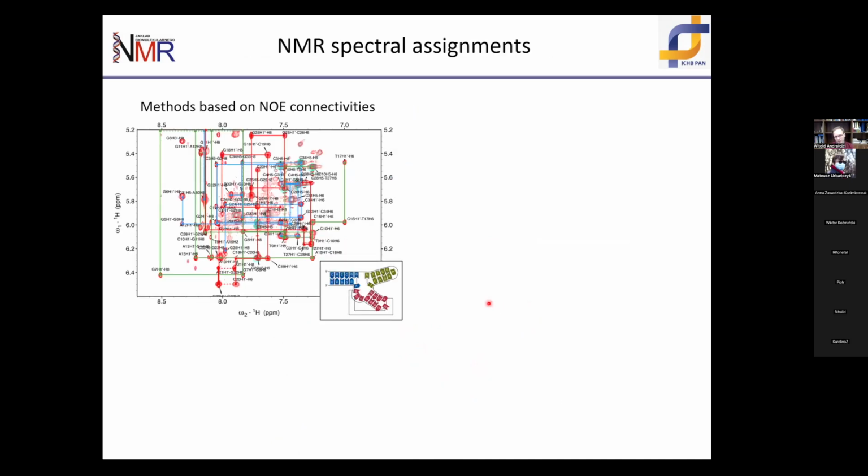We, of course, had to assign it, and usually assignment in DNA is done based on NOE-based methods. We follow so-called NOESY walks, expected paths of connectivities between residues, but they are actually expected for helical regions. If we have strong non-canonical interactions, it might be that doing the assignment like this will actually fool us.